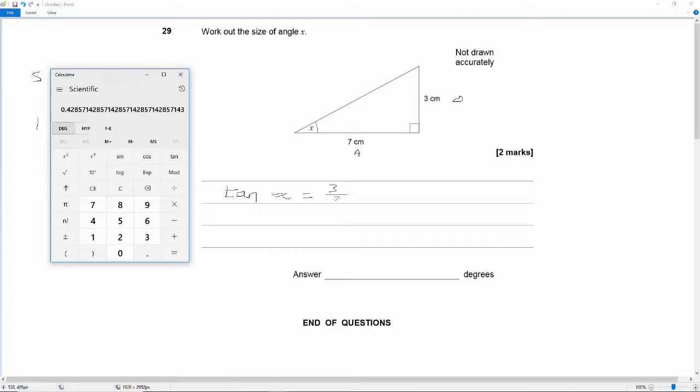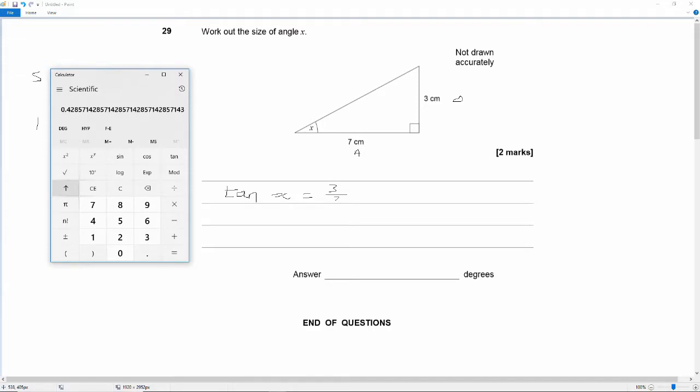Otherwise you'll get the wrong angle, so do check that it's set to degrees and know how to use your own calculator, because if you come into an exam and get an examiner's calculator, the buttons are in all the wrong places and you're trying to figure out where the buttons are, and it's not a nice experience.